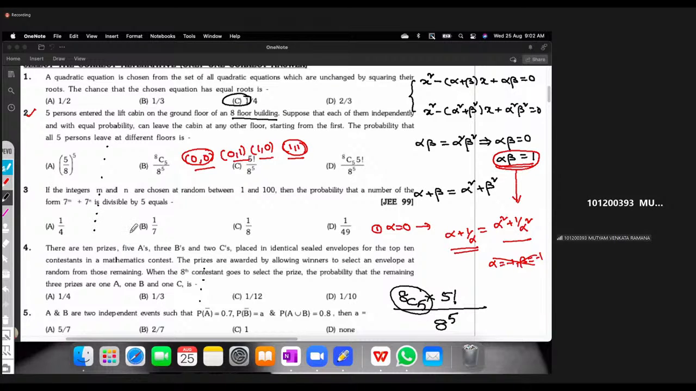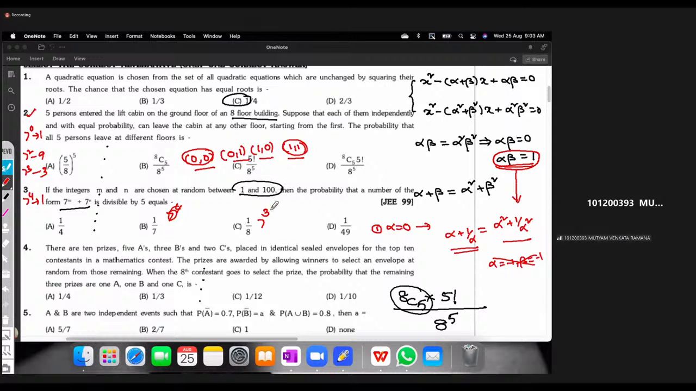So there are the 2 questions, right? M and N are numbers between 1 to 100. Probability that this one is divisible. So here the thing is 7 power 4. What is this? 7 power 0 is 1, 7 square ends with 9, 7 cube ends with 3, 7 power 4 ends with 1. So the last digit is periodic with a period of 4.